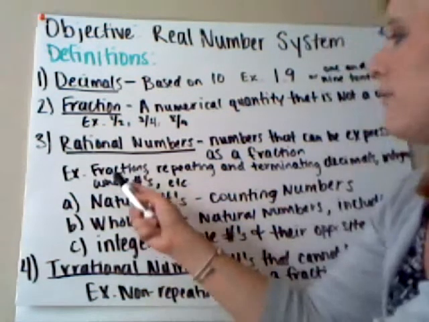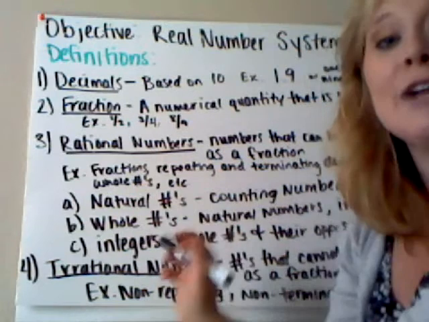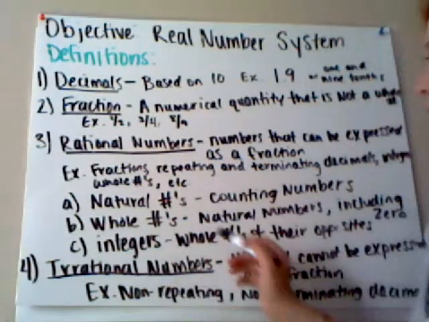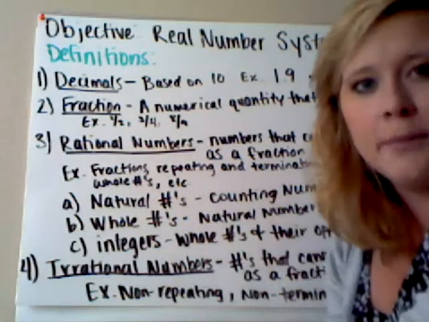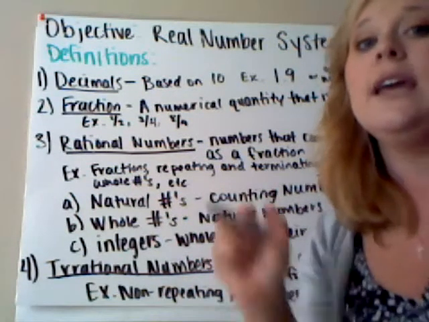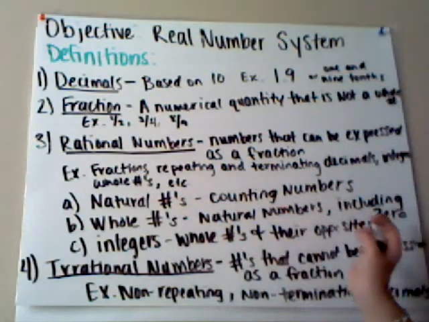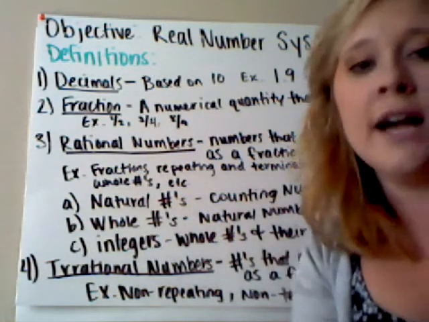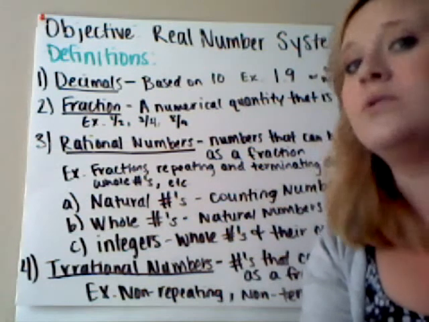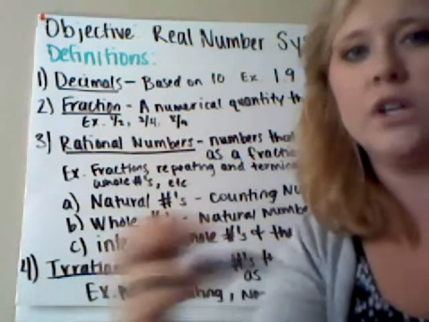Number one, natural numbers. Natural numbers, they are counting numbers, so 1, 2, 3, 4. This does not include 0. Now the next one is whole numbers, and they are natural numbers including 0. So these are counting numbers that use 0 in them, like 0, and then the counting ones like 1, 2, 3, 4.